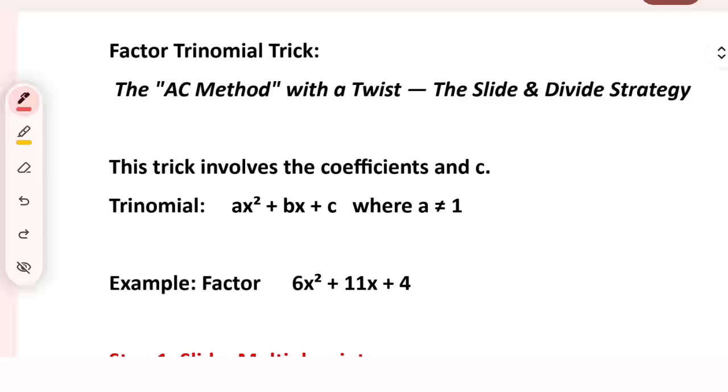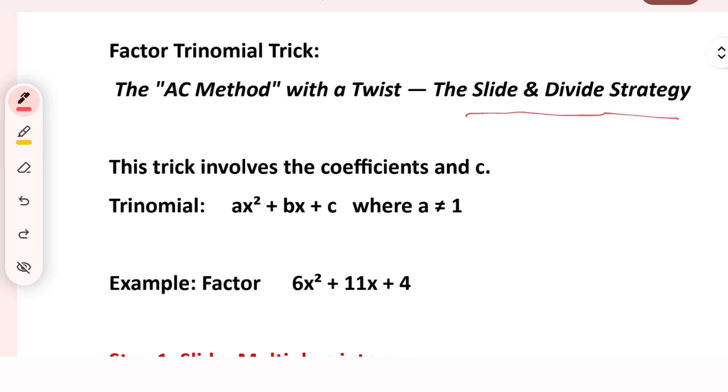What you are about to see is a trick when you want to factor trinomials. If you want to factor a trinomial, this trick usually applies. The trick is to use this AC method. I call it an AC method because it will be using coefficients A and C. And it also applies the slide and divide strategy.